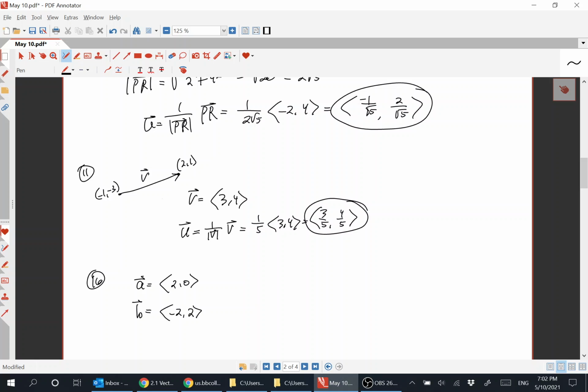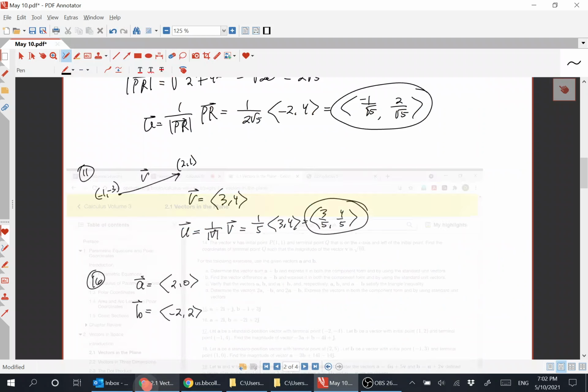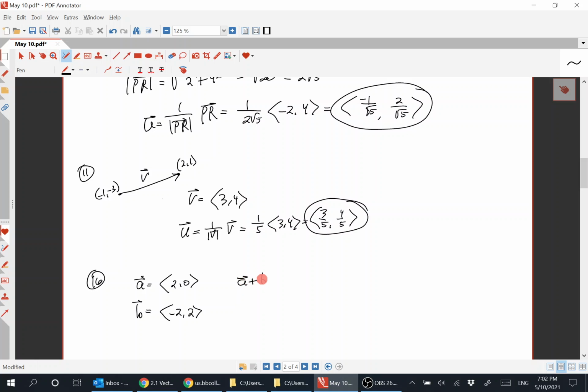So we need to find out what is a plus b and a minus b. So a plus b is (2, 0) plus (-2, 2). So you just add the components and you get (0, 2). a minus b is (2, 0) minus (-2, 2). All right, so that's 2 minus (-2) and 0 minus 2. So that's (4, -2).